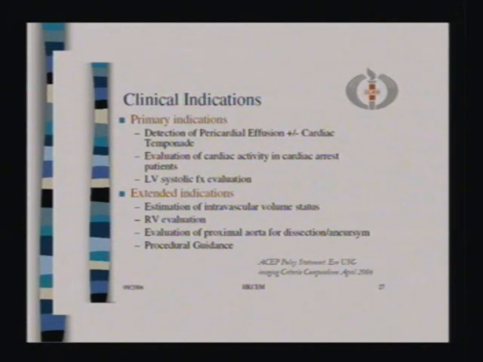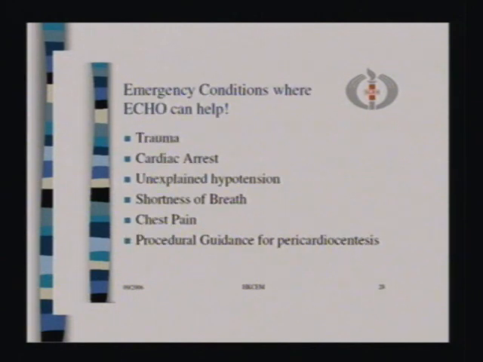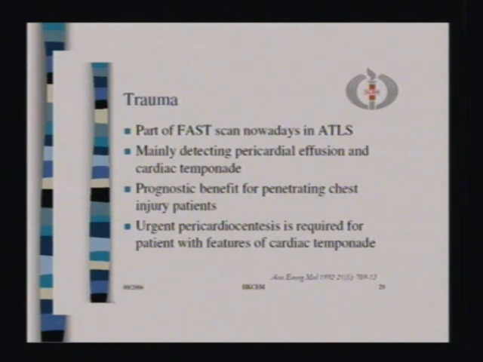RV evaluation, evaluation of the proximal aorta for dissection or aneurysm, and procedural guidance. It can help in patients with trauma, cardiac arrest, unexplained hypotension, shortness of breath, chest pain, and for procedural guidance for pericardiocentesis. Trauma is a part of the FAST scan today in ATLS. It is mainly for detecting pericardial effusion and tamponade, with prognostic benefit for penetrating chest injury patients, and an urgent pericardiocentesis is required if they have tamponade.